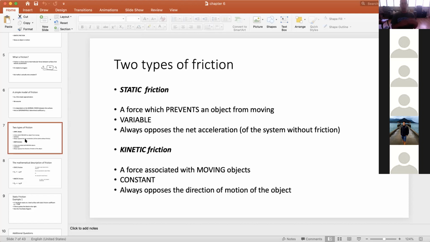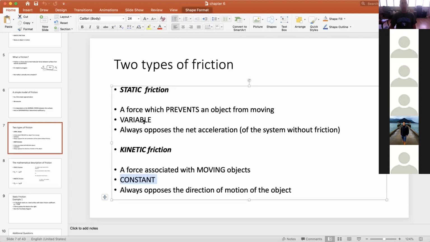Kinetic friction has to deal with moving objects. So we're going to assume kinetic only is constant. Static friction isn't constant, it's variable. And that the kinetic friction, we're going to assume, always opposes whatever direction you're moving in. That's really important. That's the most important thing about friction.